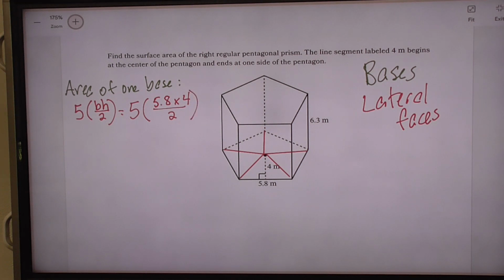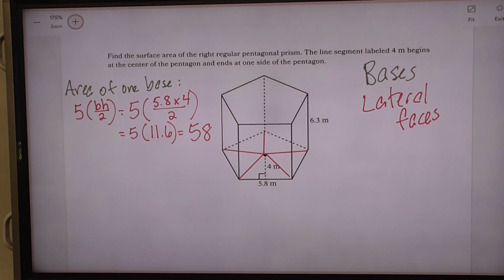When we start the next lesson, you can go ahead and grab a calculator. For now, I'm going to do the math for you. So 5.8 times 4 divided by 2 is 11.6. So that's one of those triangles, but we got 5 of them, so we're going to do 11.6 times 5. That means the area of that base at the bottom is 58 meters squared.